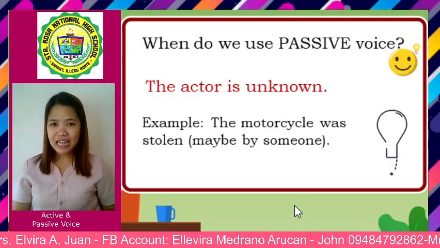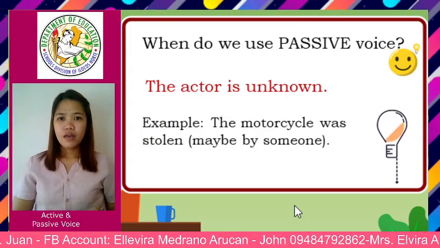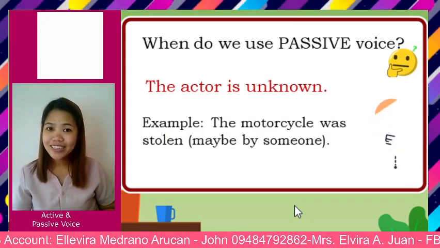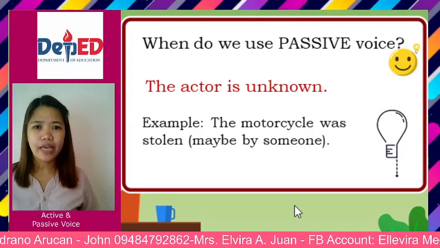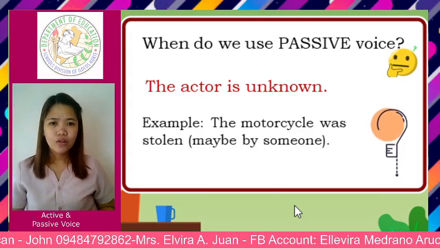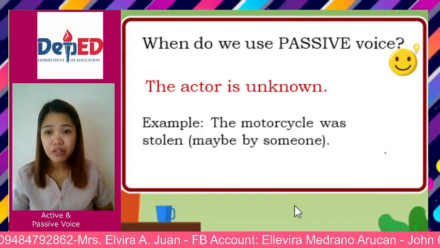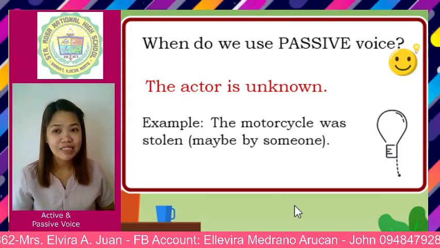when do we use the passive voice? We use it when the actor is unknown. For example, the motorcycle was stolen. Who stole it? We do not know. That's why we use the passive voice.